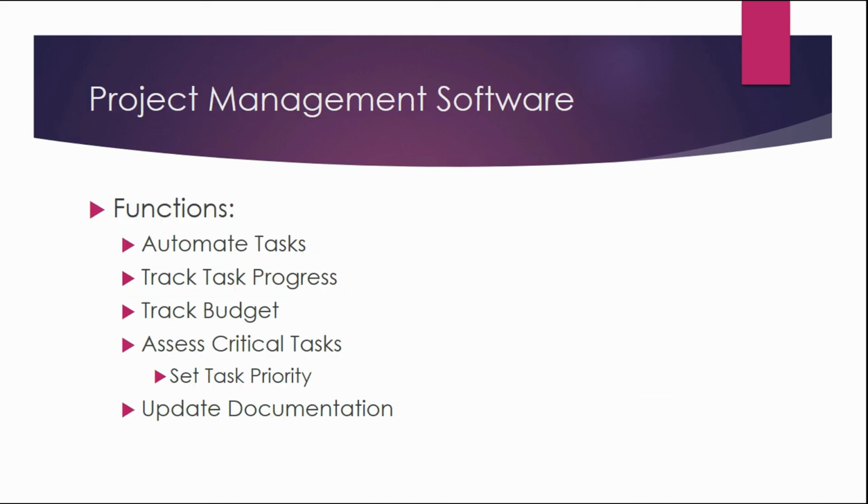So project managers use these project tools like the PERT chart and Gantt chart in order to ascertain the shortest duration for a given project. They do this typically in project management software. The project management software functions to help project managers automate their tasks, track task progress, track the budget, assess critical tasks, set task priorities, and update the documentation.